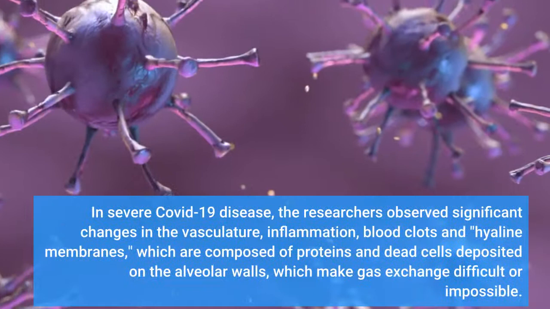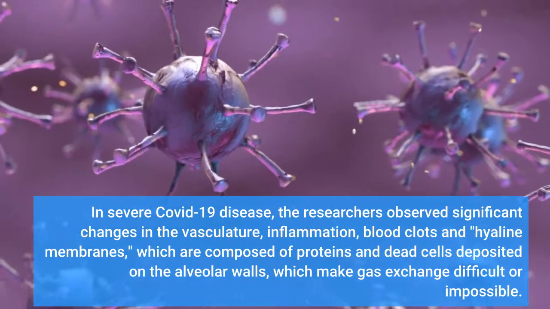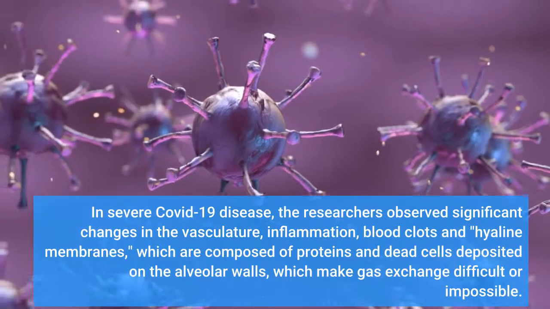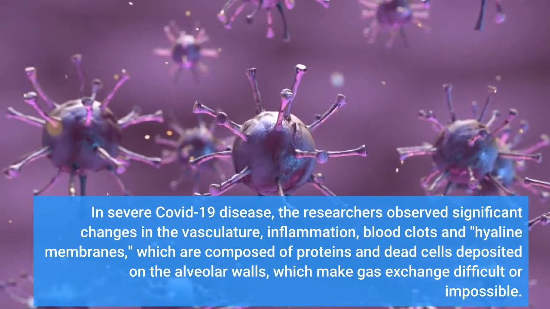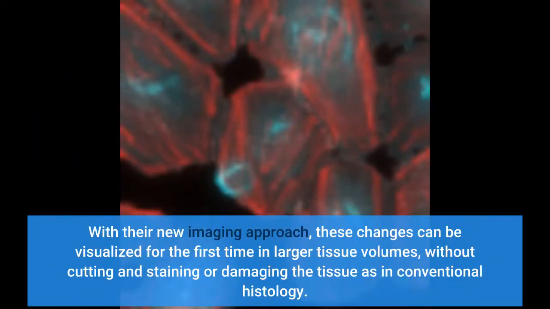In severe COVID-19 disease, the researchers observed significant changes in the vasculature, inflammation, blood clots and hyaline membranes, which are composed of proteins and dead cells deposited on the alveolar walls, which make gas exchange difficult or impossible. With their new imaging approach, these changes can be visualized for the first time in larger tissue volumes, without cutting and staining or damaging the tissue as in conventional histology.